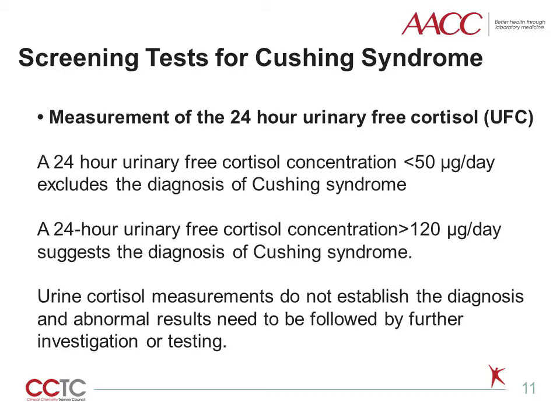On the other hand, a 24-hour urine free cortisol concentration greater than 120 micrograms per day suggests the diagnosis of Cushing syndrome. Keep in mind that urine cortisol measurements do not establish the diagnosis, and abnormal results need to be followed by further investigation.